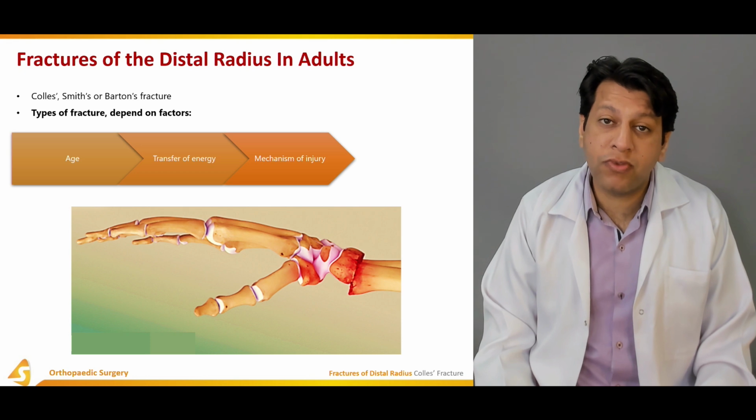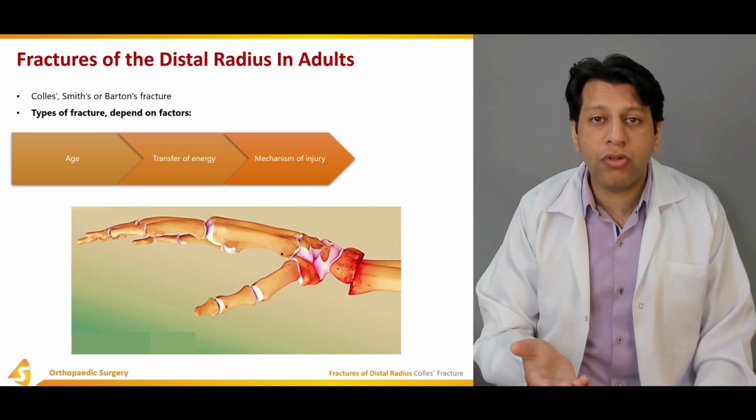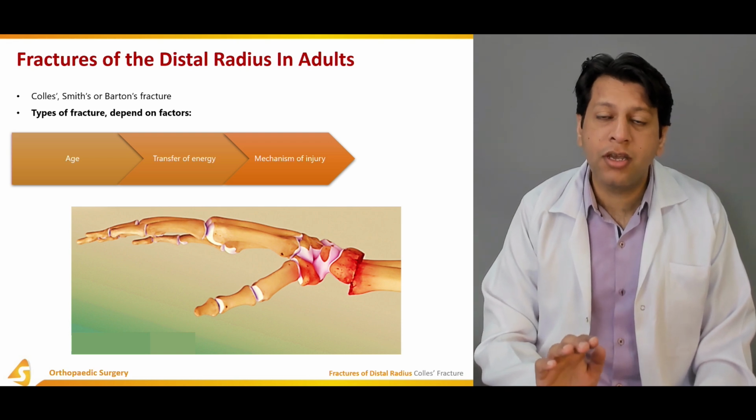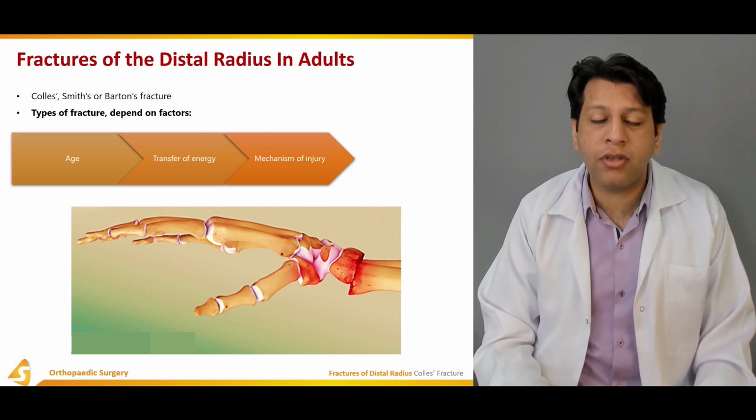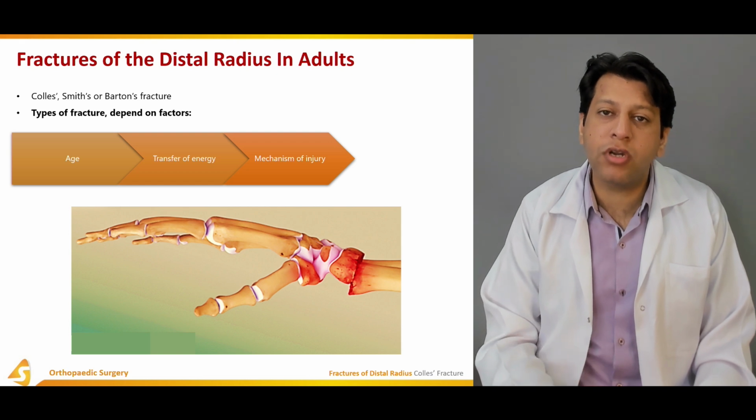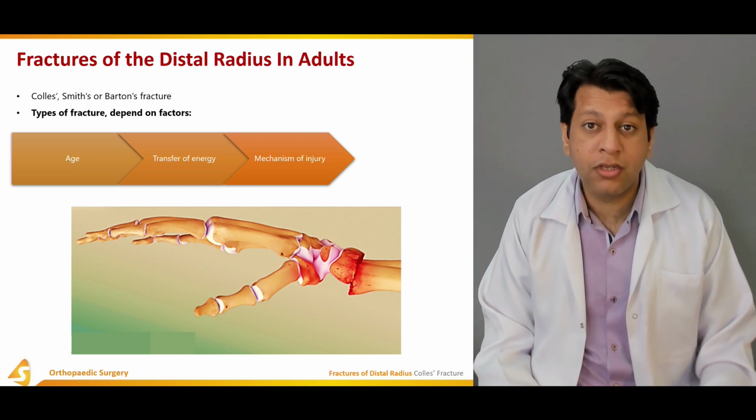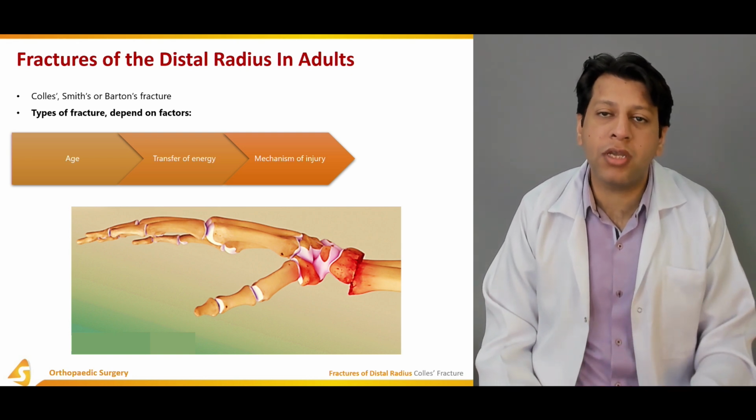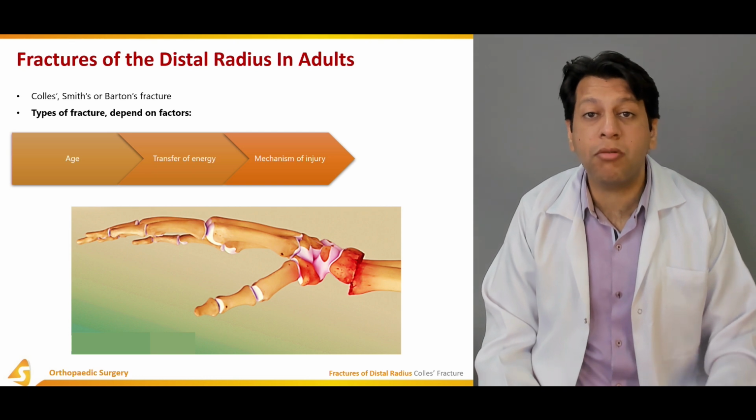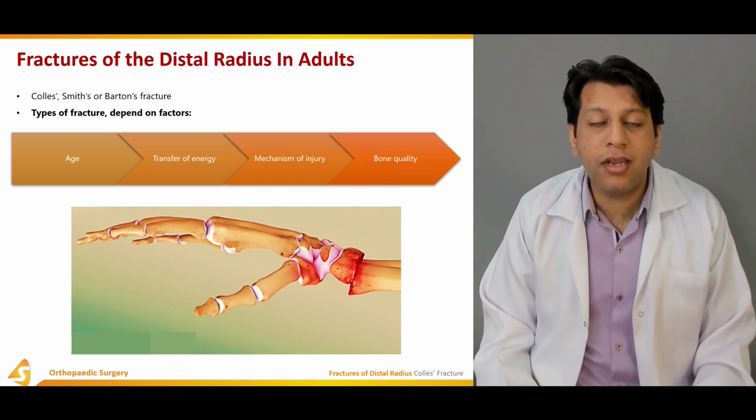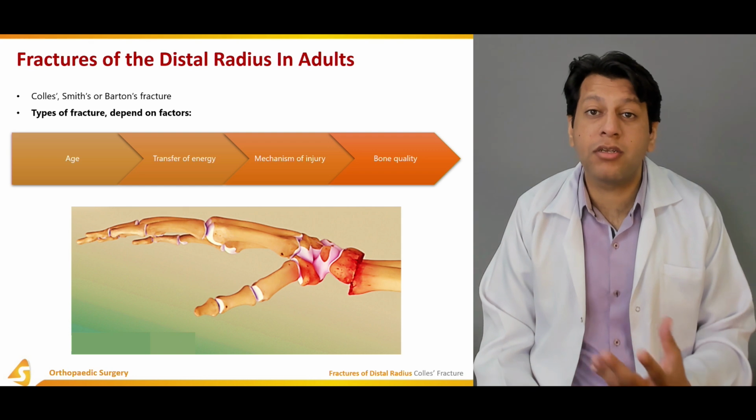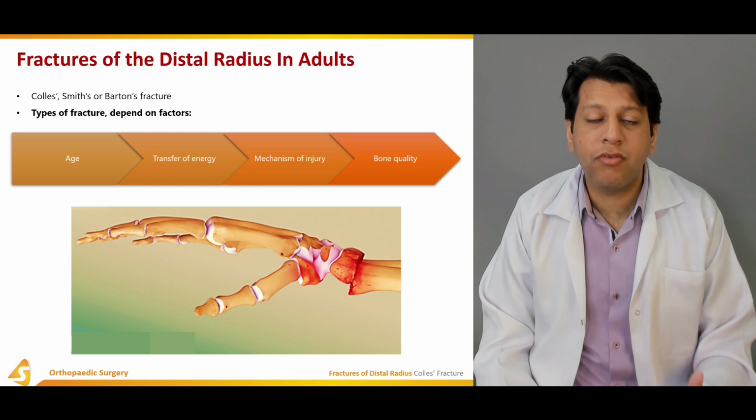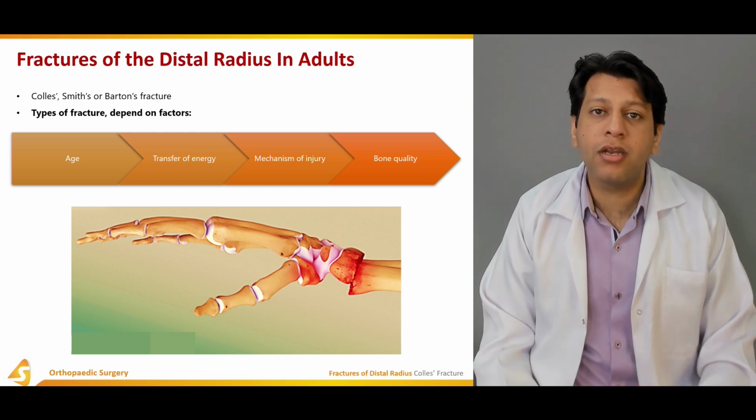And the mechanism of injury: was it a fall on the outstretched hand with the forearm pronated and wrist extended, or was it a fall on the back of the hand when the forearm was supinated and the wrist was flexed? Now that determines whether it would be a Colles fracture or a Smith fracture, and whether it would be an intra-articular extension with a volar or dorsal Barton as well or not. And above all, the bone quality: whether the bone quality is good, or it's an osteoporotic female who has weak bones already, even a minor trauma can result in a fracture.